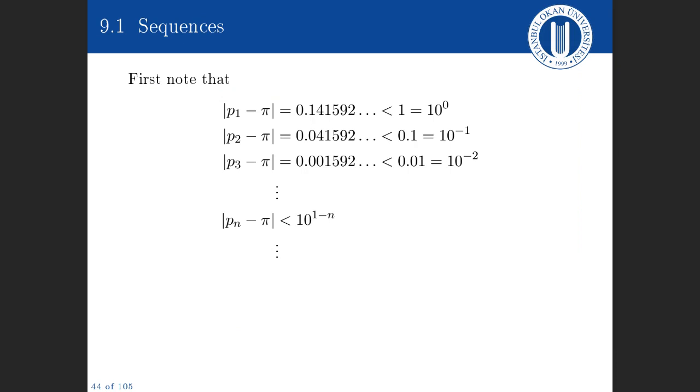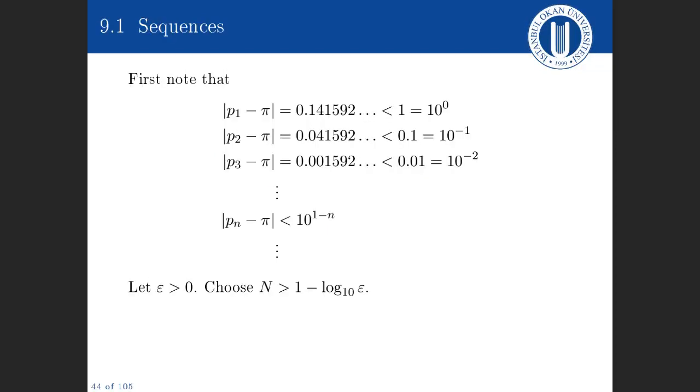Okay, so note what we have. What's the difference between P1 and pi? The difference is going to be 0.14592, etc. That's smaller than 1. What's the difference between P2 and pi? 0.041592, etc. The difference between these two numbers is going to be smaller than 0.1. The difference between P3 and pi is going to be smaller than 0.01, and so on. The difference between Pn and pi is always going to be smaller than 10 to the power 1 minus n.